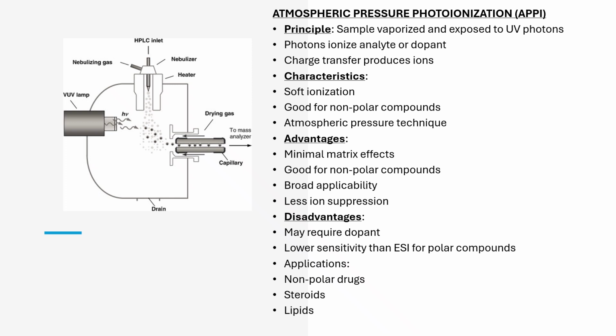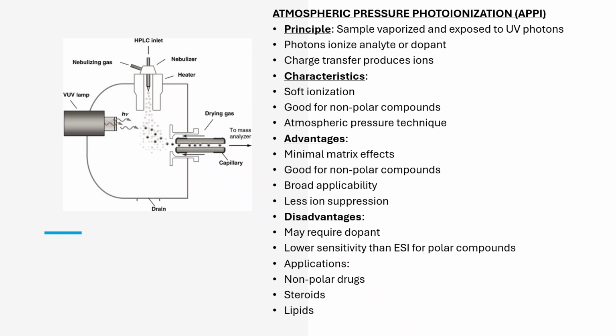So the last technique I want to cover is atmospheric pressure photoionization. In APPI, your vaporized sample is exposed to UV photons. These photons ionize either the analyte directly or a dopant compound, which then transfers the charge to your analyte. Now APPI fills a niche that ESI doesn't cover well, that is non-polar compounds.